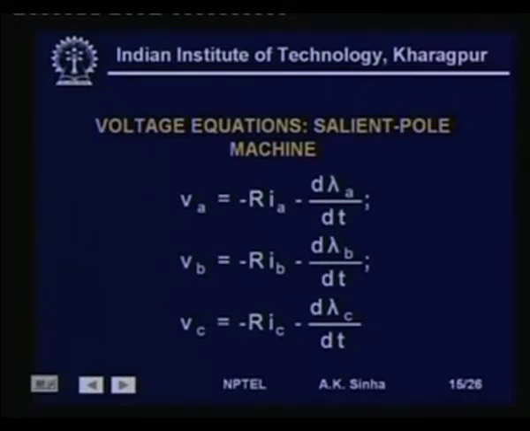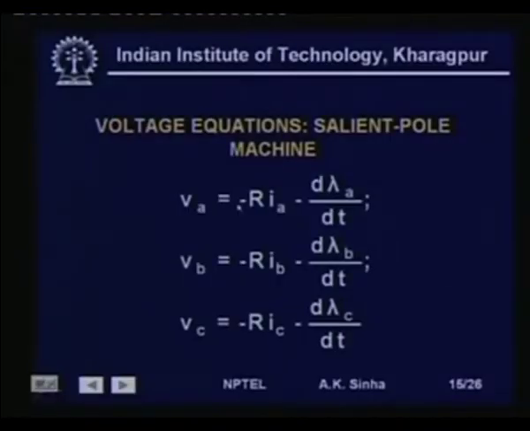Now, these negative signs are coming because we have considered a generator mode of operation, where the current I is leaving the terminals of the machine, that is it is going out from the terminals of the machine. That is why we have this negative sign coming here. Similarly, for phase B, we can write V B is equal to minus R I B minus d lambda B by dt, and V C is equal to minus R I C minus d lambda C by dt.